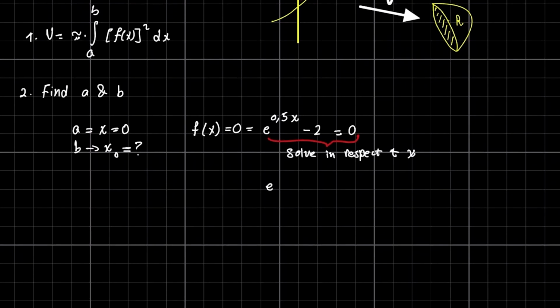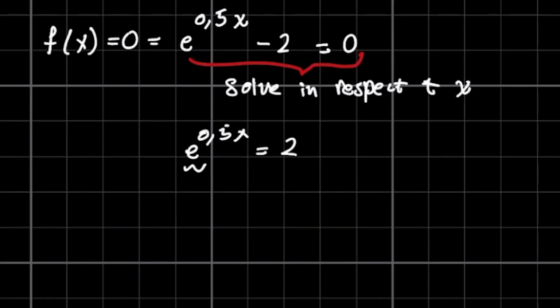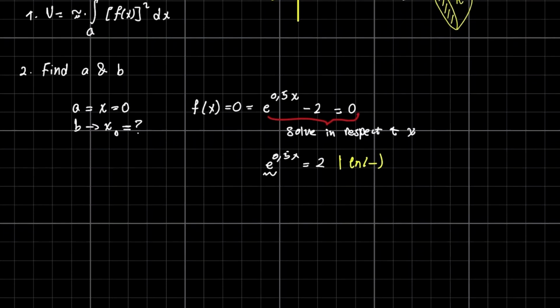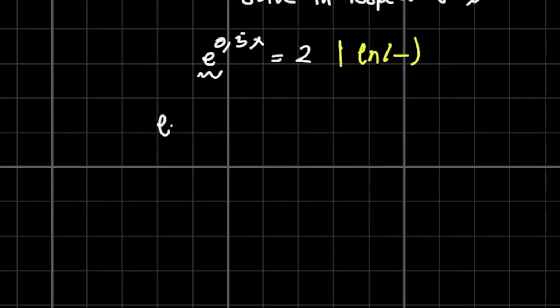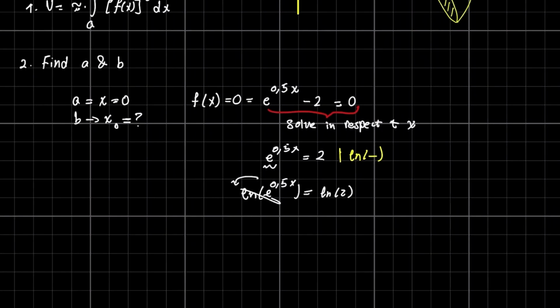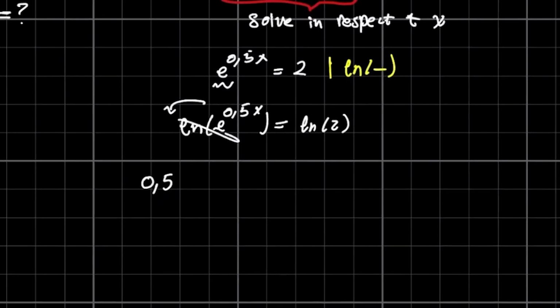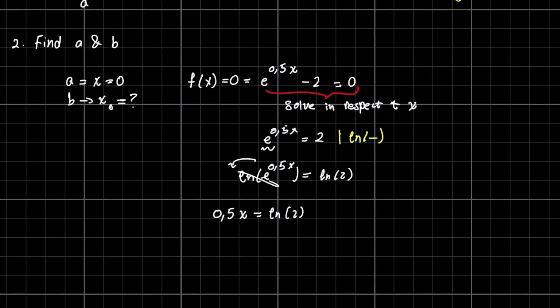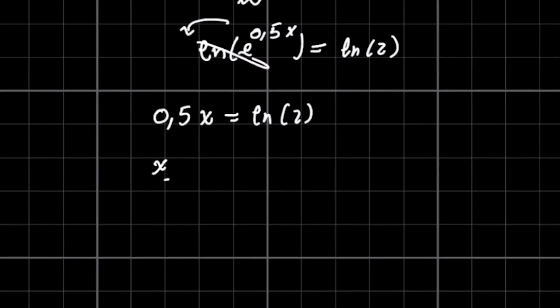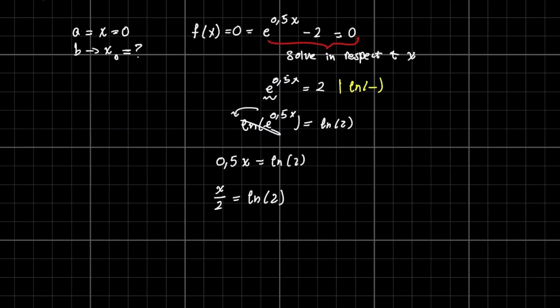That would be e to the power of 0.5x is equal to 2. And now in order to get rid of this e, right here, we will have to use the operator ln on both sides of the equation, and both sides because this is an equation. And so we will have ln of e to the power of 0.5x is equal to ln of 2. And ln will cancel with the e, and will give me this exponent as a factor. So I will have 0.5x is equal to ln of 2. And 0.5x is nothing but x over 2 is equal to ln of 2. And I only need to get x, so x here would be 2 times ln of 2.